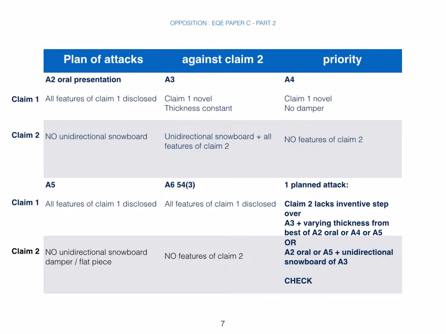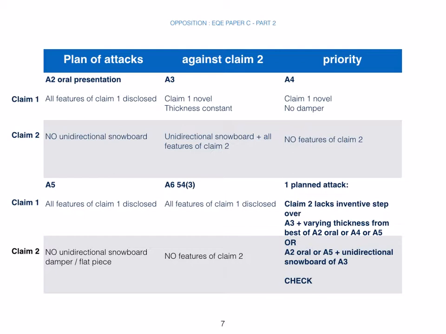So we note down the potential attacks against claim 2 to be verified and selected. We will select one planned attack from the following attacks. Claim 2 lacks inventive step over A3 plus varying thickness from the best of A2 oral or A4 or A5, or as a possible second approach, A2 oral or A5 as closest prior art plus unidirectional snowboard of A3. We will check those attacks later. We'll verify and select later.